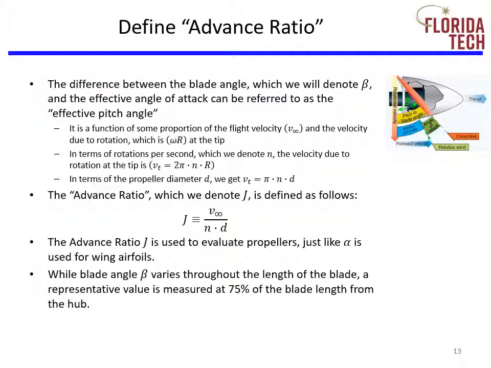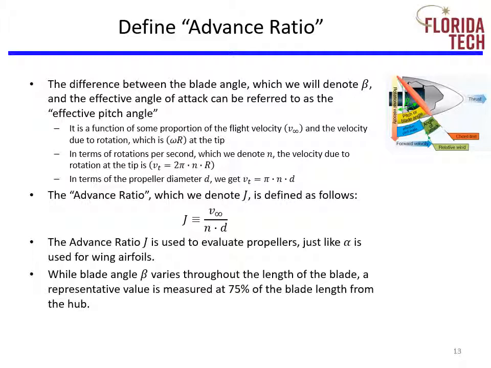Another term you'll hear is advance ratio. The difference between the blade angle, which we will denote beta, and the effective angle of attack can be referred to as the effective pitch angle. It is a function of some proportion of the flight velocity and the velocity due to rotation at the wingtip. In terms of rotations per second, which we will denote n, the velocity due to rotation at the tip is V tangential equals 2 pi times n times the radius. In terms of the propeller diameter, we get V tangential is pi times n times the diameter D.